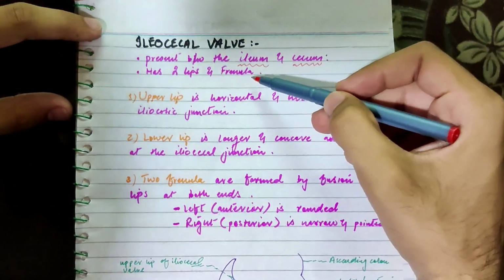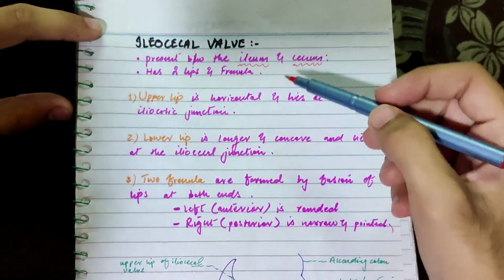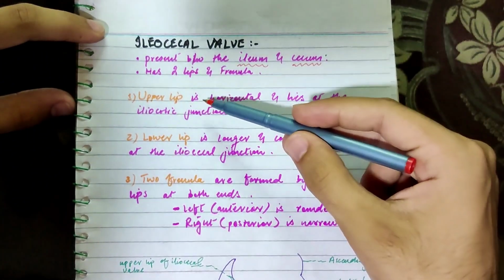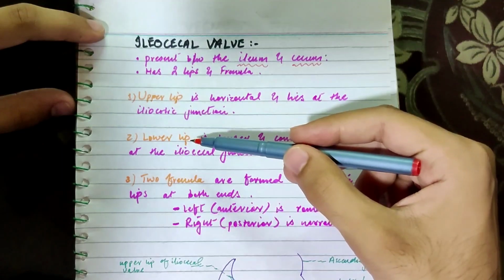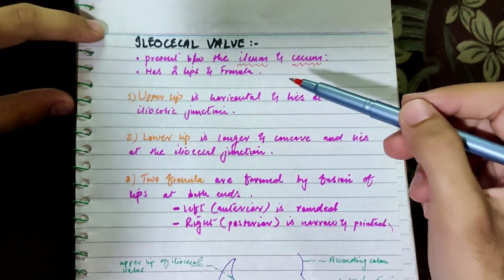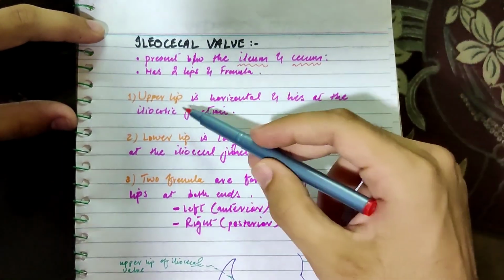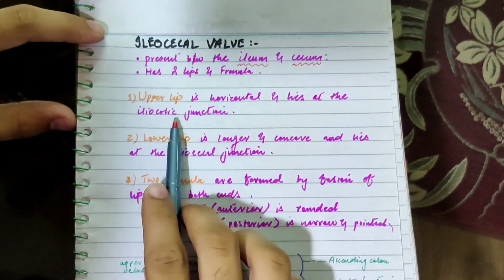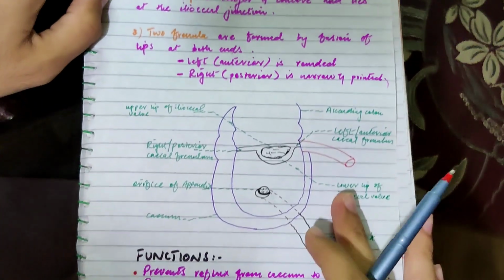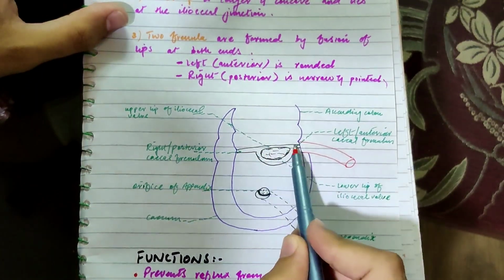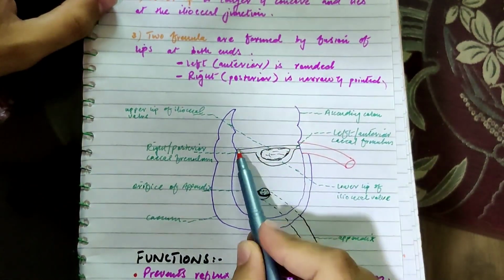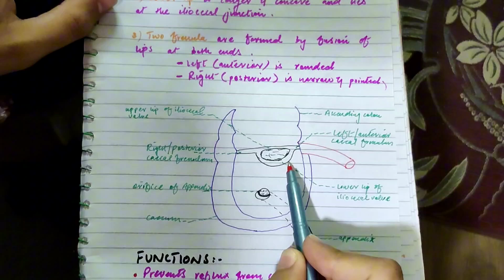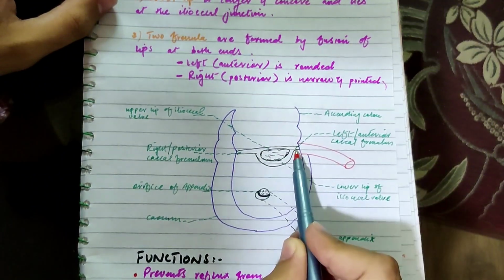It has two lips and two frenulas. Basically two lips. One is the upper lip and the other is the lower lip, and the two frenulas are also formed on both sides. So the upper lip is horizontal and it lies at the ileocolic junction. I'll show you in the diagram. So this one is the upper lip and this one is the lower lip, and these two are the frenulas.